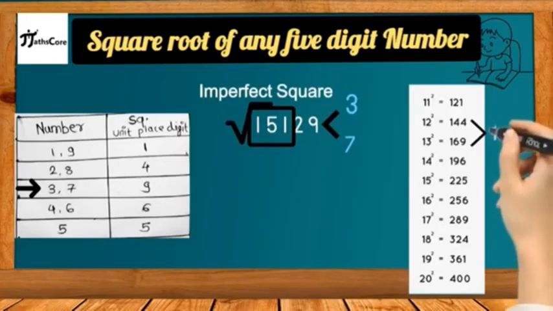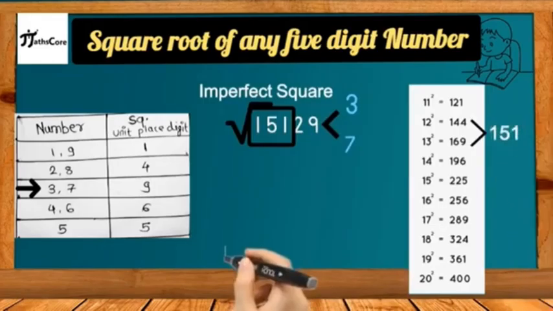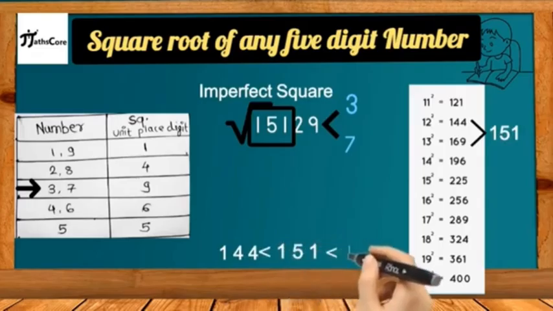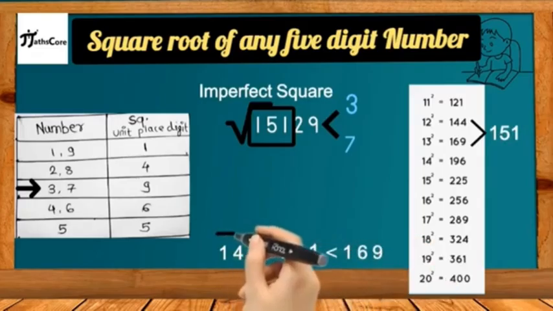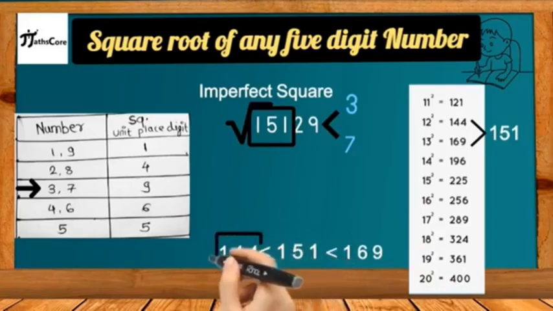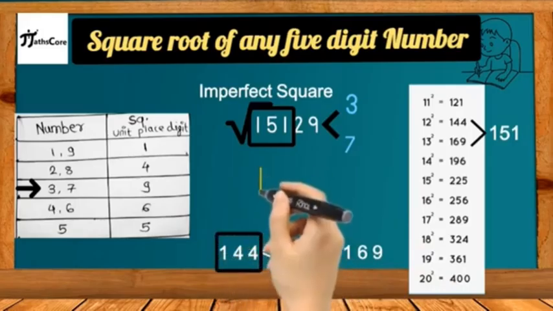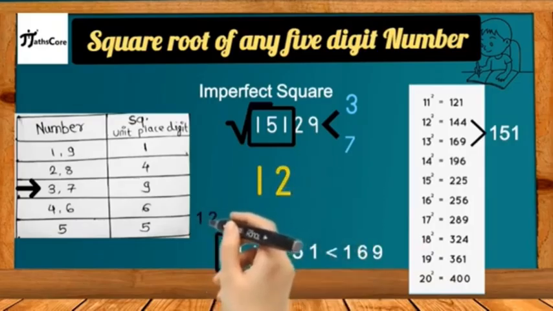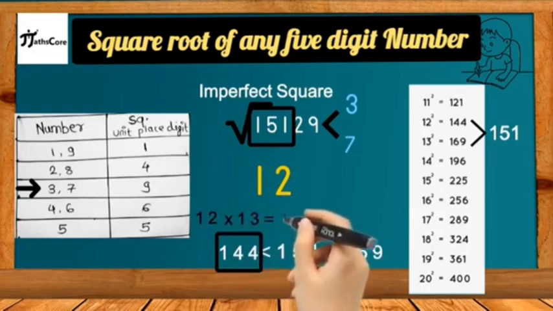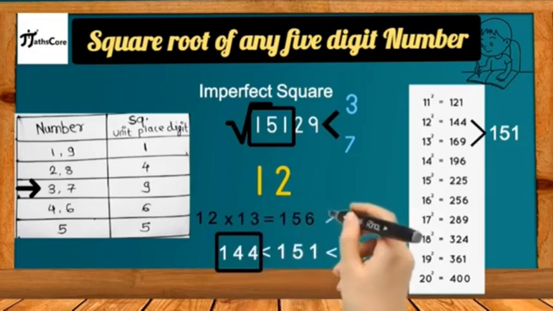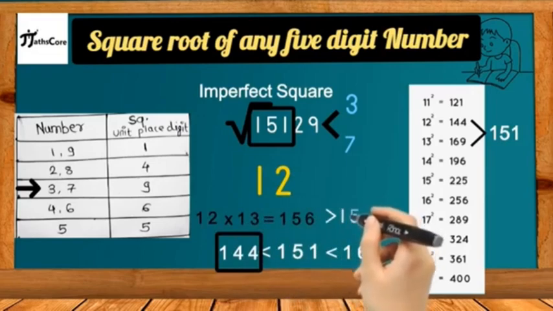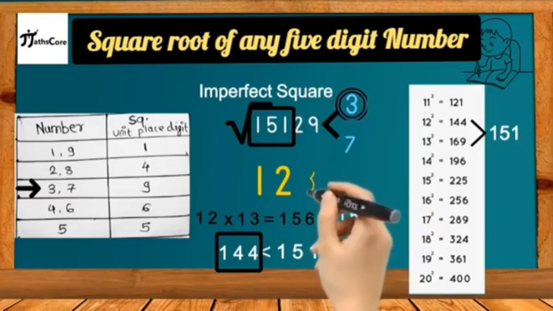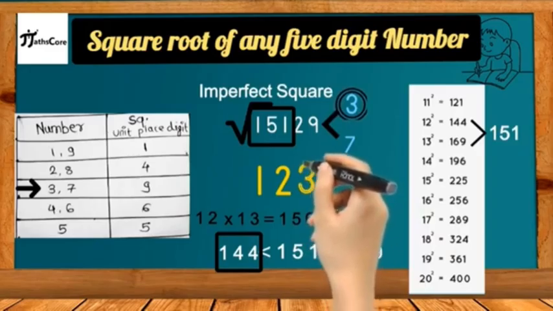Now focus on the next number, 151. So 151 is not a perfect square. So we need to find out between which two perfect squares 151 lies. So here is the answer: 12 square and 13 square. 12 square is 144 and 13 square is 169. So 151 lies between 144 and 169. So we can write like this: 144 is less than 151 and 151 is less than 169. Now we need to select the smaller perfect square than 151, which is 144. So the square root of 144 is 12.